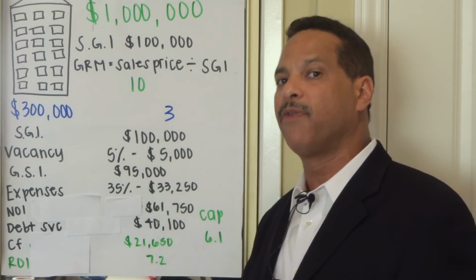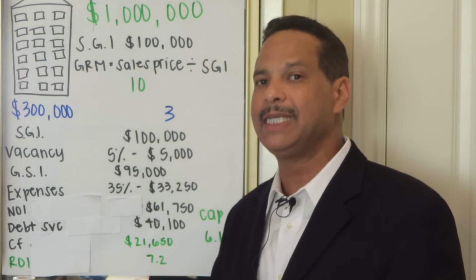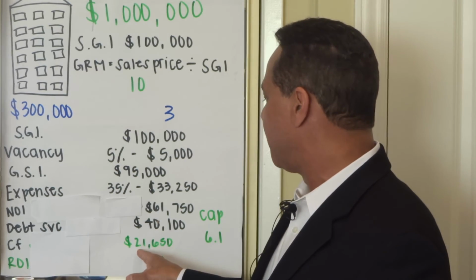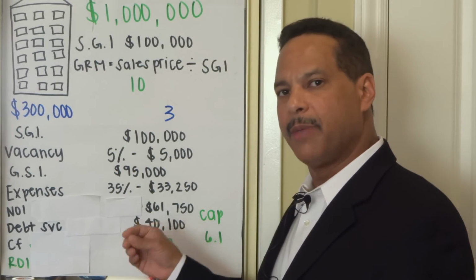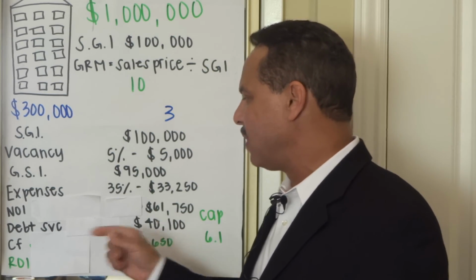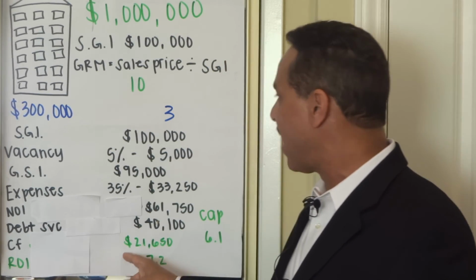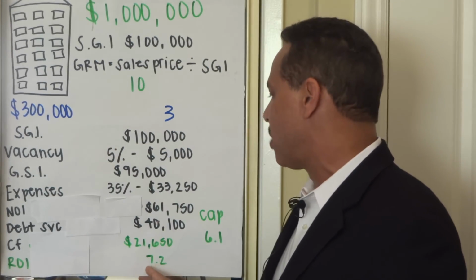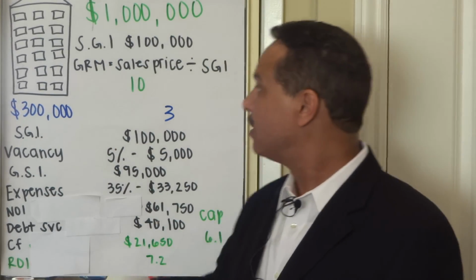The formula for ROI, return on investment, this is just before taxes, cash on cash. It's called CC, cash on cash, before taxes. When you take the cash flow, 21,650, the formula and definition of ROI is cash flow divided by down payment. So when you take the cash flow divided by the down payment, it gives you a return on investment of 7.2, and that's what you're looking at here.